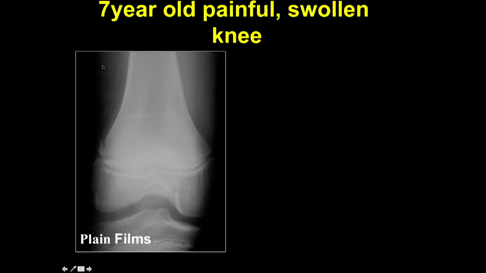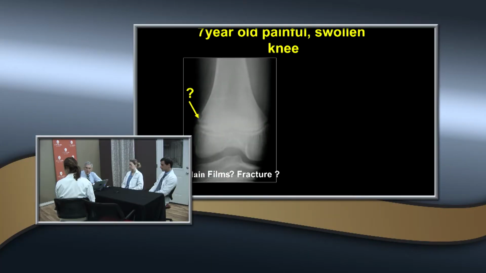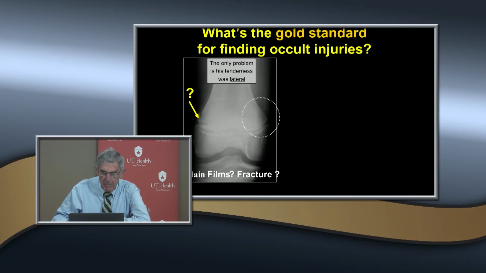The only problem was he wasn't tender medially, he was tender laterally. So what would you do to confirm your diagnosis, or look at it to find out where the fracture is? You could try an oblique view and you didn't see much, and then the stress, or the CT scan. Well, actually, what's even better, if you want to look deep in there. Well, it was lateral, and what's the gold standard for finding occult injuries?